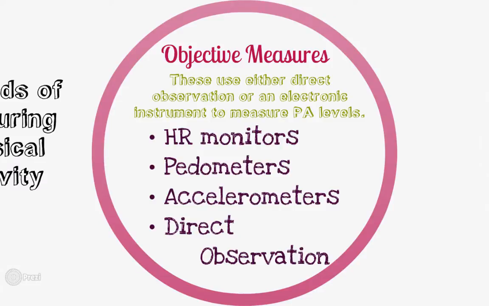The other type of measures are called objective measures, and they use either direct observation or an electronic instrument to record levels of physical activity. So we're talking about things like heart rate monitors, pedometers, accelerometers, or direct observation.